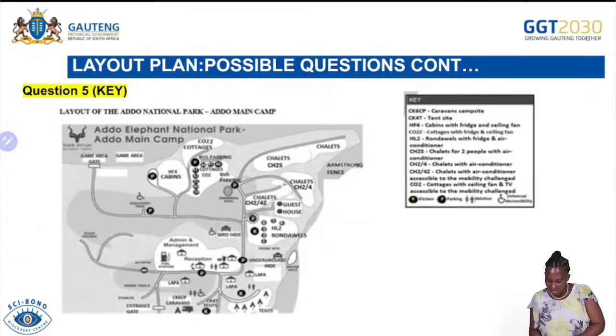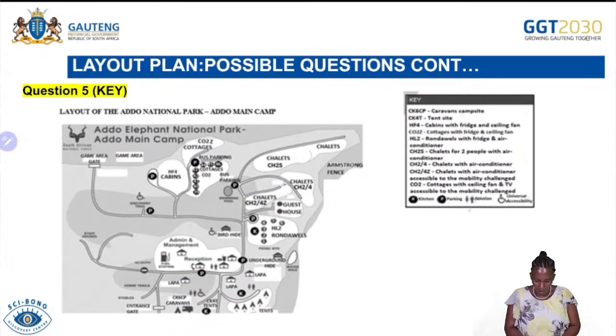And then with the key, they show us that CK6CP is caravan campsite, CK80 is the tent site, MF is cabin, HL is rendezvous with fridge, CH is chalets for 2 people, CH25, CH2/4 is chalets with air conditioners, CH24Z is chalets with air conditioners accessible to the mobility challenged, and we also have CO2 cottages with ceiling fan and TV accessible to the mobility challenged people.